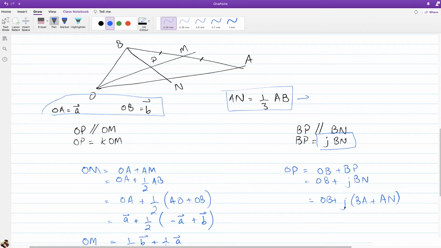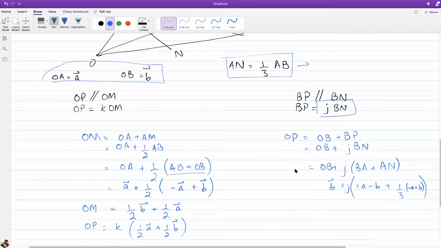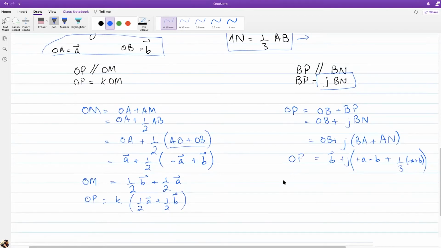Right? Yes, sir. B to A we just found. Look, O to B is B. B to A we just found that it is opposite of this, so it is plus A minus B. And A to N is 1/3 of AB. And AB I know, I found it already. It is minus A plus B. And now I can just simplify it and I will find OP.